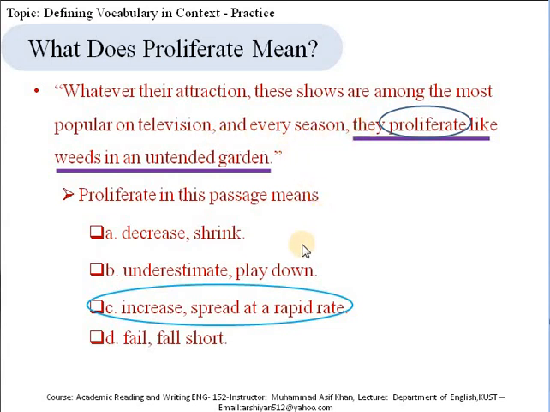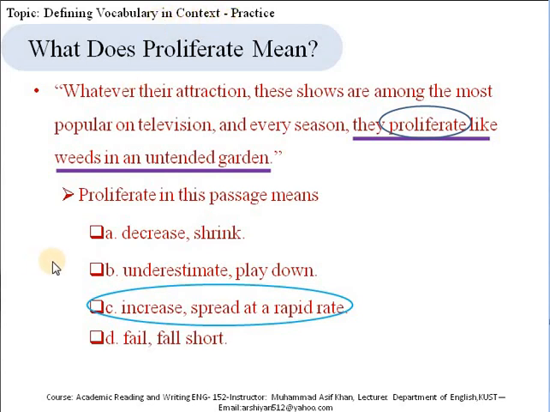It tells you that reality TV shows are replacing other network programs. It tells you that they are popular. And it tells you that they are earning millions of dollars in advertising revenue. All these clues indicate that reality TV shows are spreading and growing in number, not shrinking or declining. Hence, the meaning of proliferate must be C, increase, spread at a rapid rate. So this is the way we can find out the meaning of a word from the context.